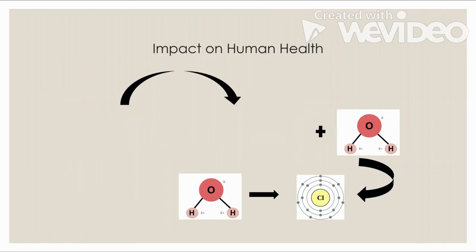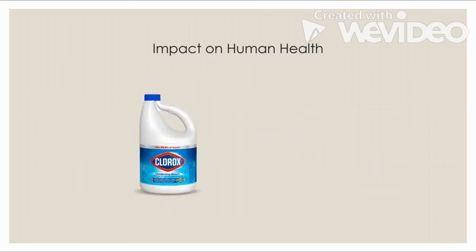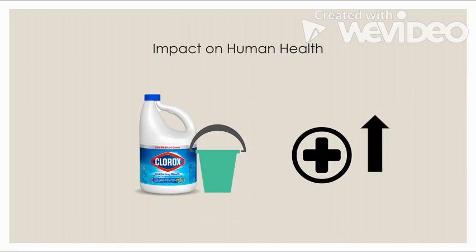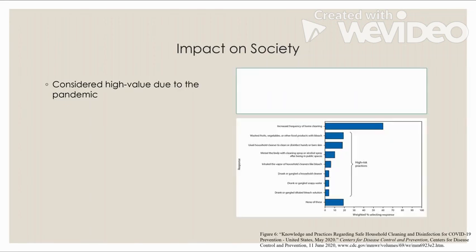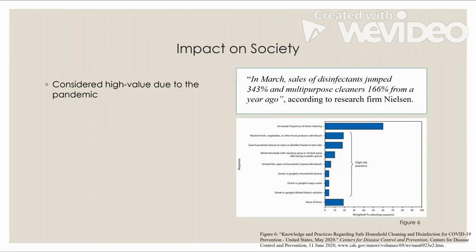Bleach is also used to improve health by preventing disease when used right, but when used irresponsibly, it can create more of a hazard. As of 2020, bleach is a more high-value item because of the pandemic, where bleach was sold out across stores, and sales of disinfectants jumped 343%. Organizations like the World Health Organization and governments have been recommending disinfectants.